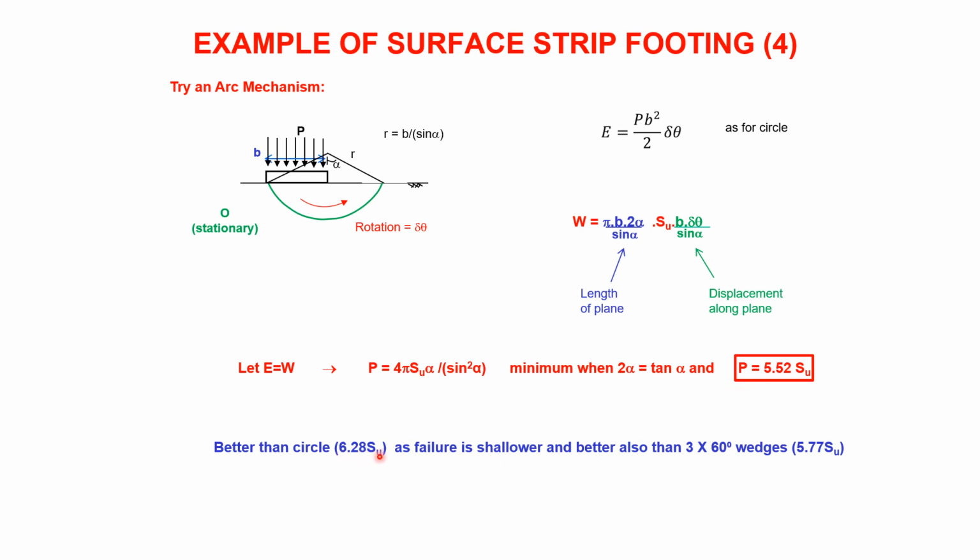That's certainly better than a circle, which was catastrophic. It's also better than the 3-wedge mechanism, which was 5.77, so we're going in the right direction. That's already better.